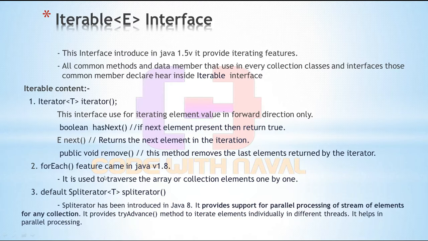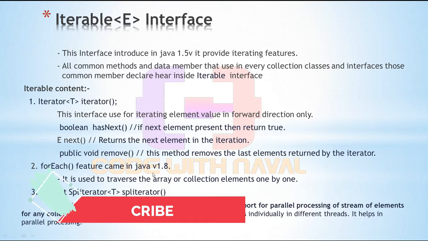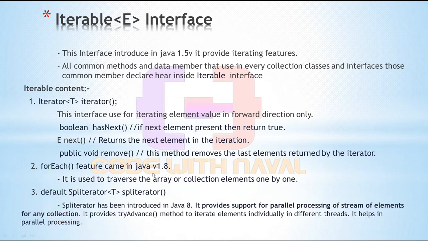Then the second thing, here the forEach loop. This forEach loop was introduced in Java 1.8. We will discuss all the Java 1.8 features in a separate playlist, because most of the changes happened in Java 1.8. In this playlist we will discuss only up to Java 7. We will create a separate playlist for Java 1.8.